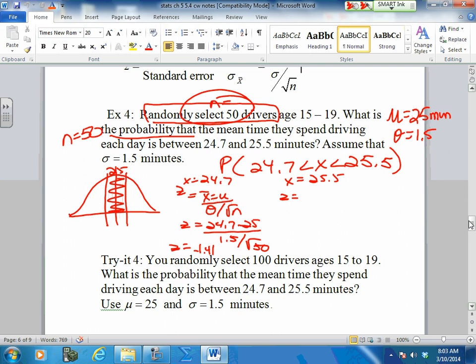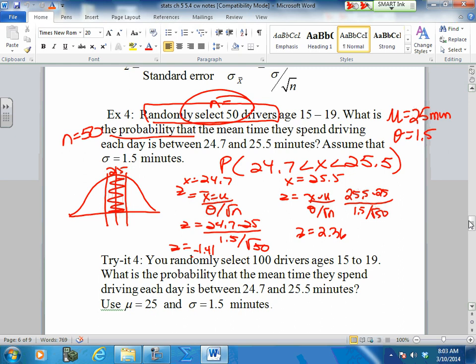So let's find the z-score for this. Same process. The only thing is we have to change our standard deviation. So we take the x minus the mean over the standard deviation divided by the square root of 50. And this z-score has to be positive, 2.36. Now, we wouldn't have thought they would have been that far away. But what happened is your standard deviation dividing by the square root of 50, that's like 7. Dividing 1.5 by 7 makes it a lot smaller.